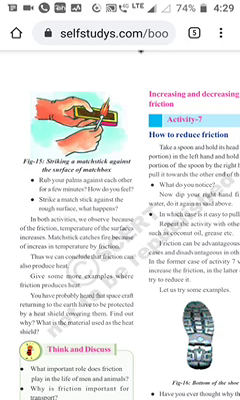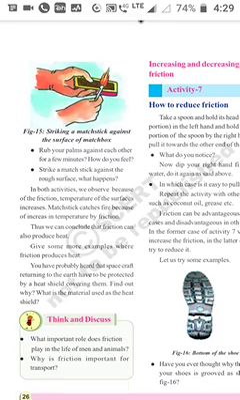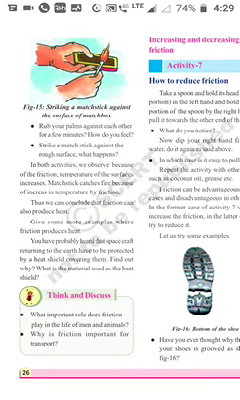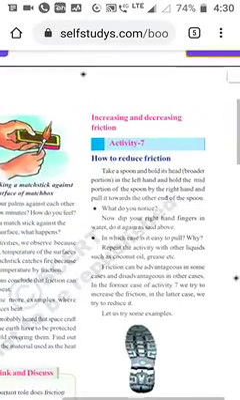You have probably heard that spacecraft returning to the earth have to be protected by a heat shield covering them. Find out why. What is the material used as the heat shield? Okay, now here you have to observe, think and discuss. What important role does friction play in the life of men and animals? Why is friction important for transport?